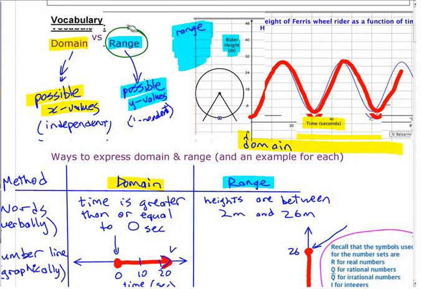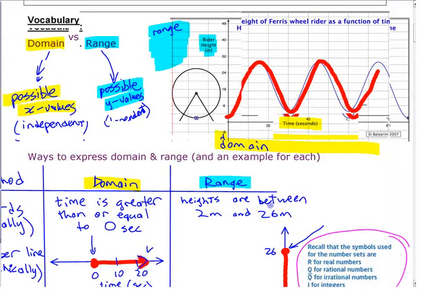And then the word range refers to possible values of whatever's on the y-axis, whatever the dependent variable is. In this Ferris wheel situation, we had somebody going around the Ferris wheel. The possible things on this axis were time. The time here had to be 0 or greater. Times that were negative weren't possible in this situation. So we would say the domain is time has to be greater than or equal to 0. Whereas the heights, the person was from 2 meters up to 26 meters. So the possible range is 2 to 26.